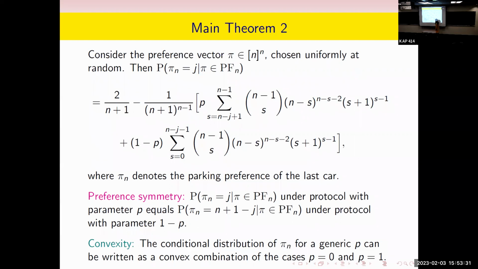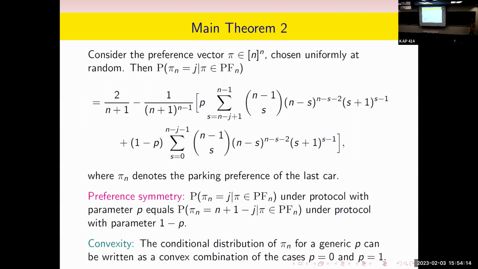So pi n equals j under this protocol with forward probability p is the same as preference equals n plus 1 minus j under the protocol with parameter 1 minus p. This follows from the preference symmetry. But there is one other thing that does not directly follow, that is concavity. So the conditional distribution of pi n for generic p is actually a convex combination of the cases p equals 0 and p equals 1. And then we can write down the exact convex combination. And the convex combination later will play quite an important role in the rate of convergence.